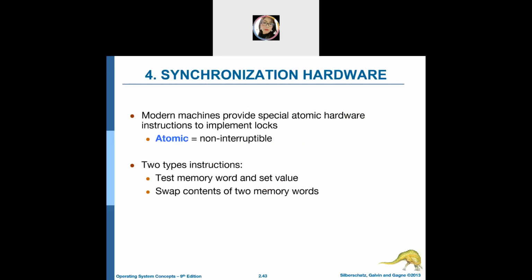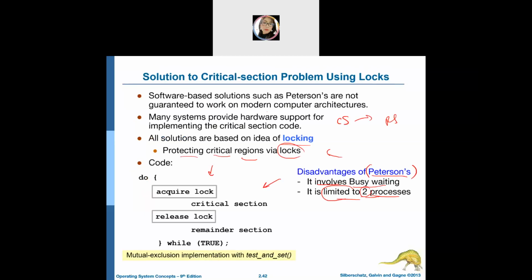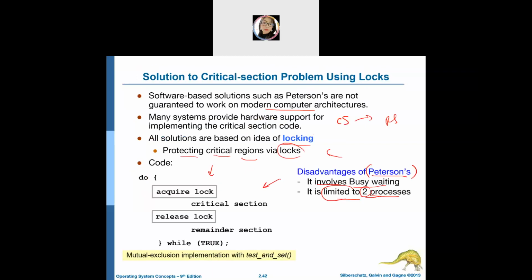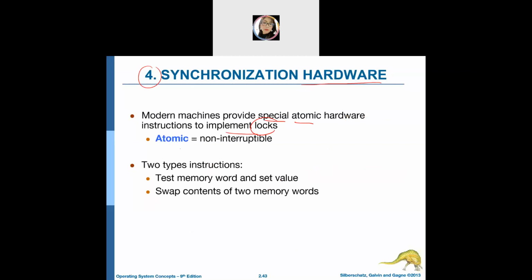Now let's see our last subtopic for module 6, synchronization hardware. Your modern machines, the new computer architectures, of course provide special atomic hardware instructions to implement locks, as just now under locks. Atomic means non-interruptible. There are two types of instructions. First, test memory word and set value. Second, swap contents of two memory words.